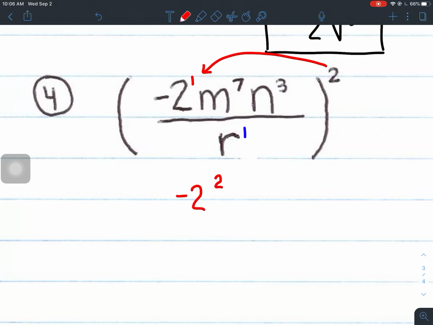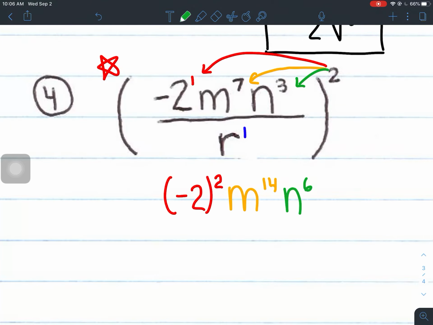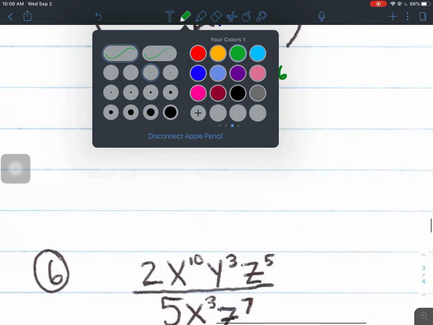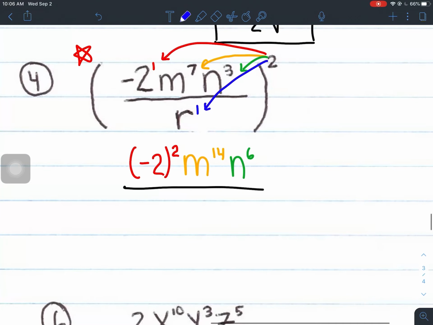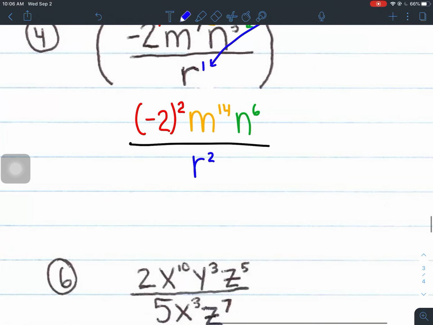Notice, you have a negative number. So what do we need? We need parentheses. Use parentheses when you see negatives. That's super important. Okay? And then you're going to multiply the exponents on the m and get 14. Multiply the exponents on the n and get 6 because 3 times 2 is 6. Draw my fraction bar, and then I have, remember, don't forget about the r down there because you do have a denominator. This would be r to the 2nd.